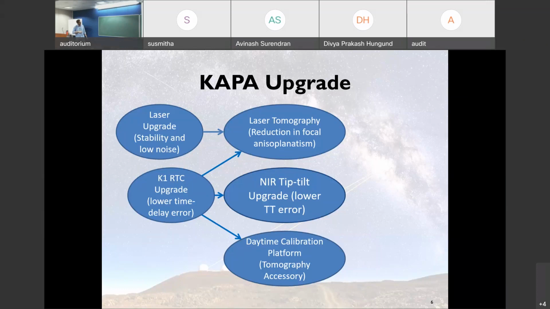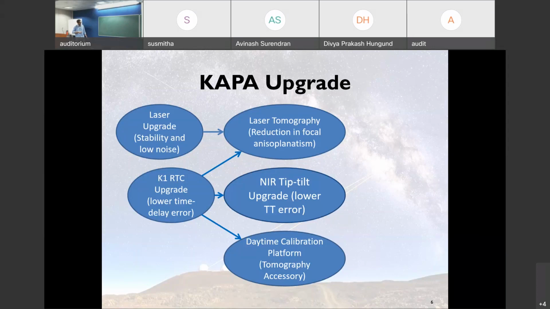And the RTC upgrade is the one which is currently going on, which I said is for the lower time delay error, where you can compute faster, have a better camera, all those things. And this is what I'm currently working on, which is the laser tomography, where you reduce the focal anisoplanatism and get better Strehl while having a predictable magnitude for the guide stars. So this part I'm not much involved in.